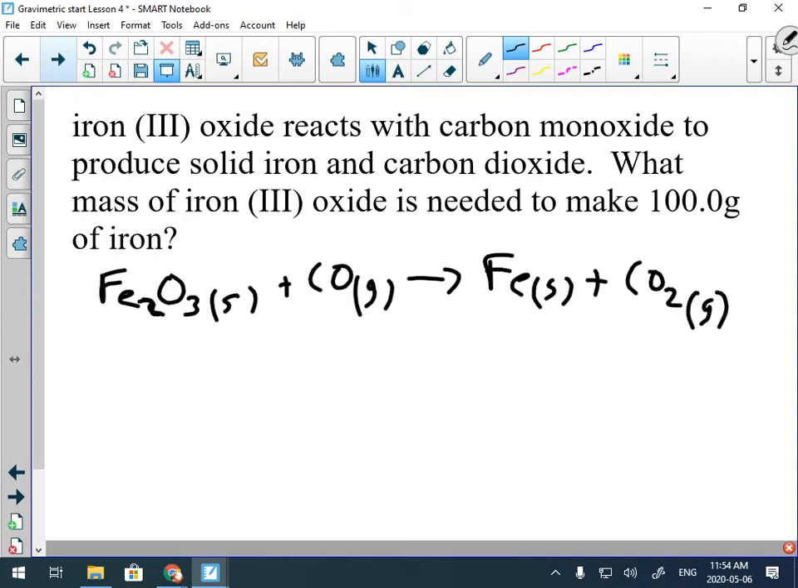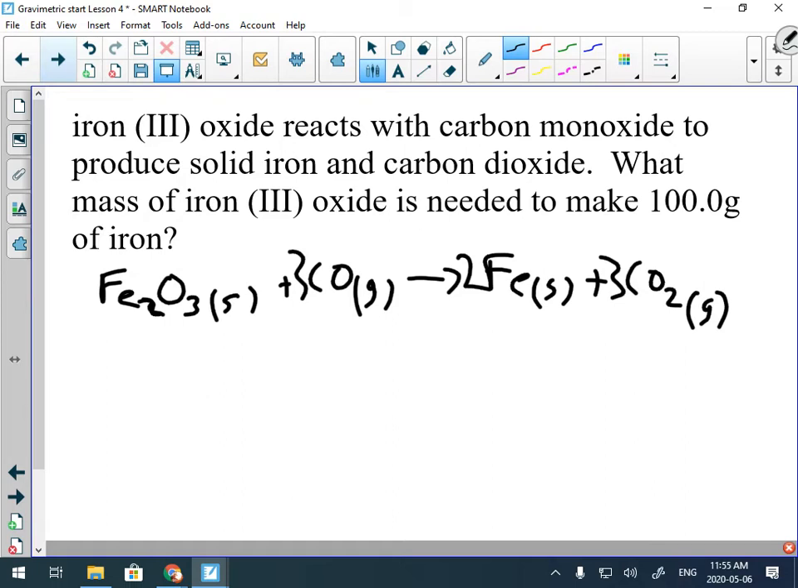This is kind of a screwy one to balance, I think. So we got 4 there. What if we put a 2? Is that going to work? No. What if we put a 3? Yeah, I think if we put a 3 there, that gives me 3 carbons, and that gives me 3 oxygens plus another 3 is 6 oxygens. And then I need a 2 here to balance out the iron. So it's a little screwy one to balance, but we got her.